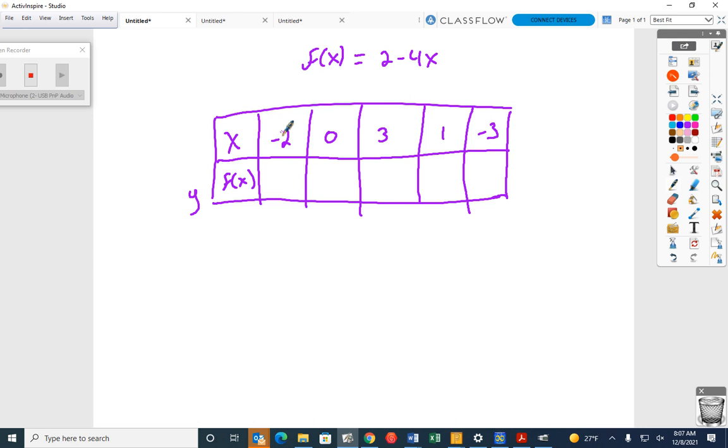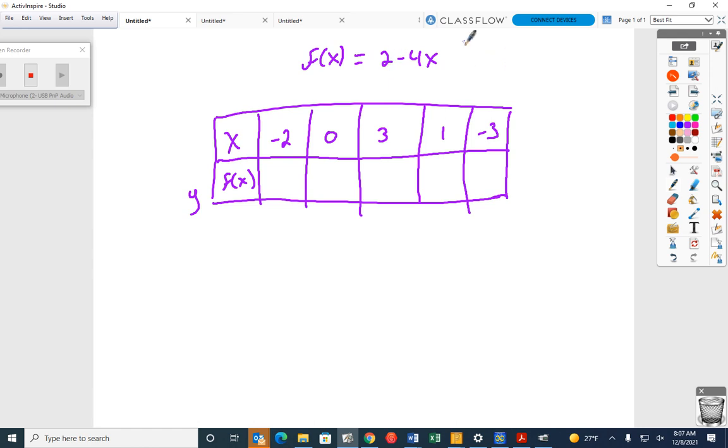Somebody help me with this first one. How do I figure out what the y or the f of x value is if my input is negative 2? Replace that with x. So this would be 2 minus 4 times what? What's 4 times negative 2?